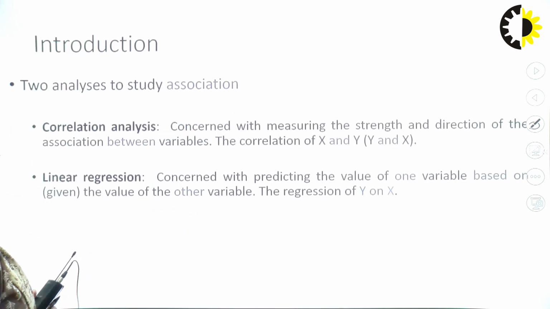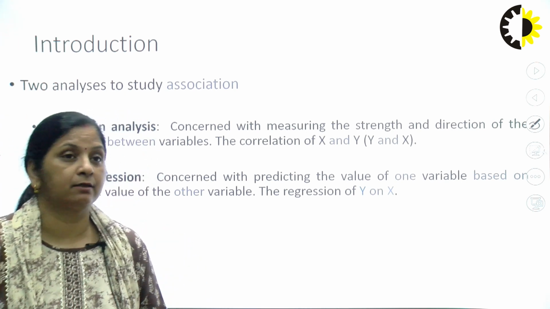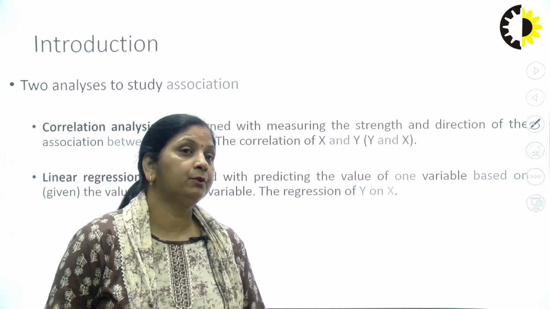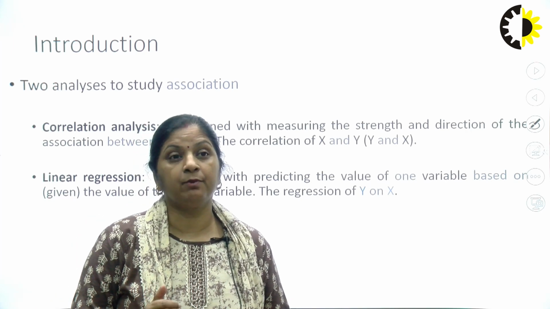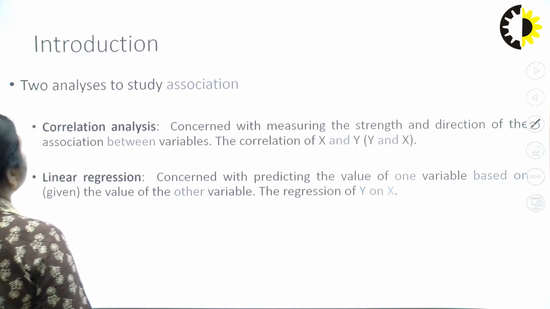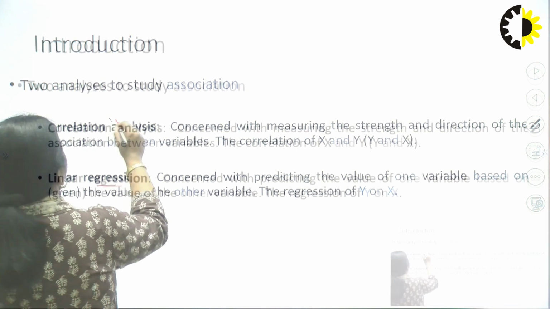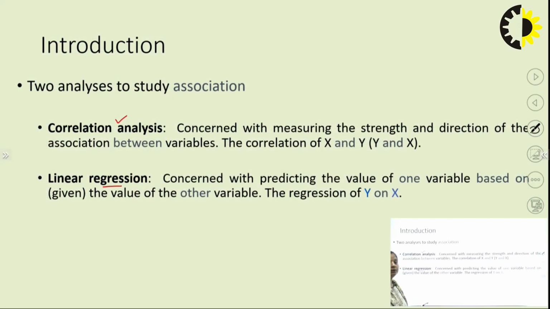So, to start with, we have different statistical techniques. We have two analyses to study association. What are those two? One is regression analysis and another is correlation analysis. The first point that should be clear to us before we start with regression is what is correlation and how it is different from linear regression.